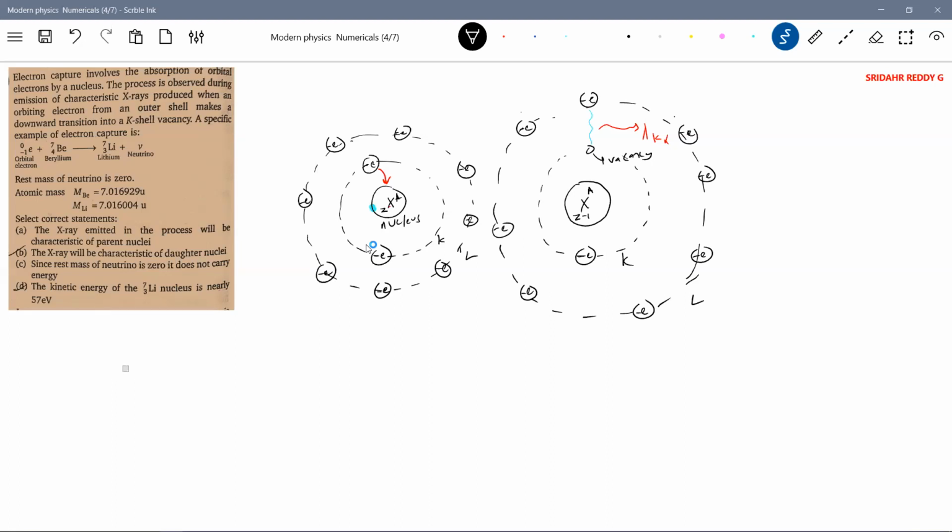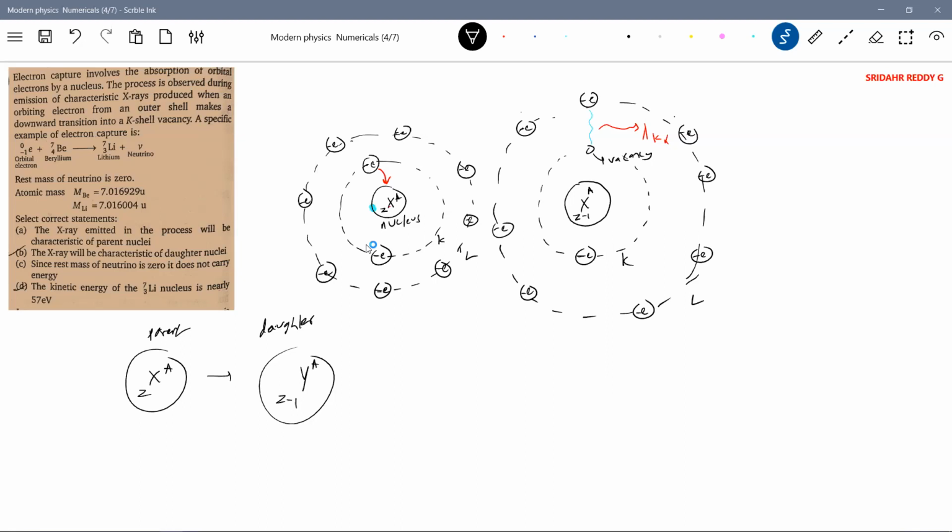If you look at the reaction, this is the daughter. K capture occurs, so there's a parent and this is a daughter. What will happen to this daughter nucleus? The kinetic energy of the lithium nucleus: will it recoil? Yes, it will recoil, but its energy will be very small compared to the energy carried by the neutrino.